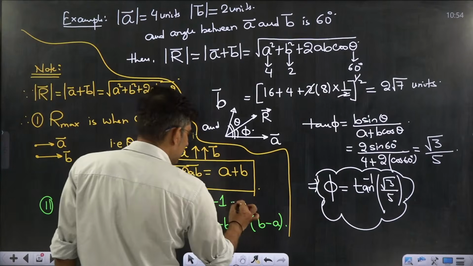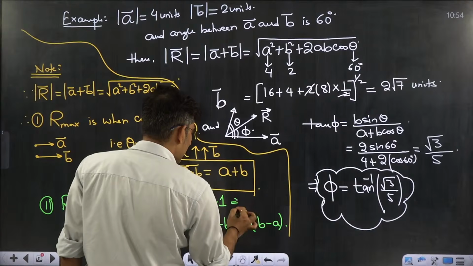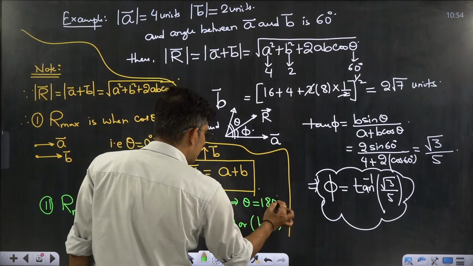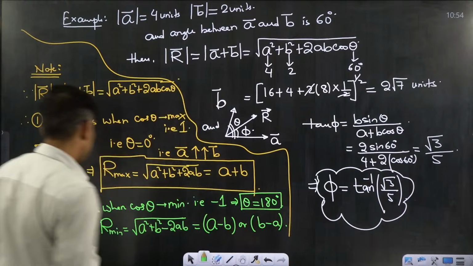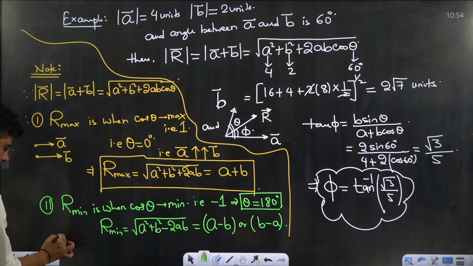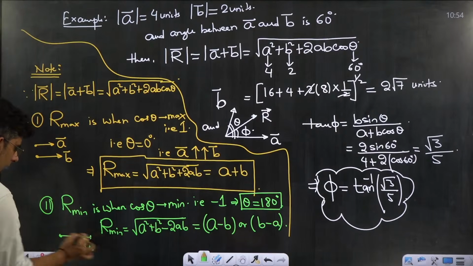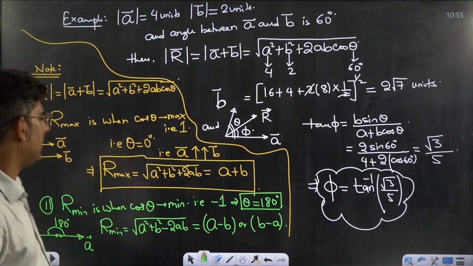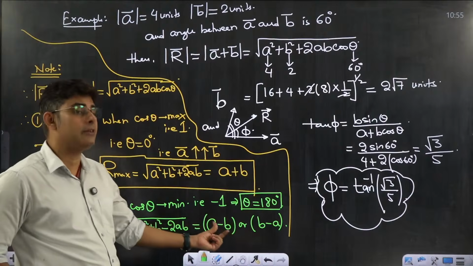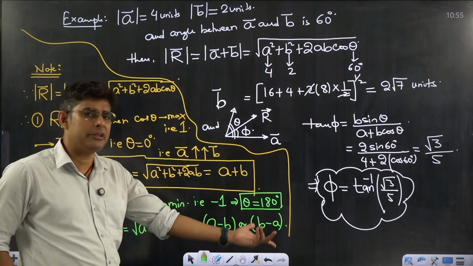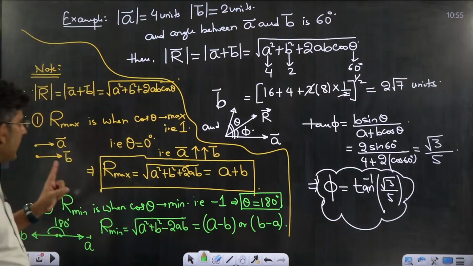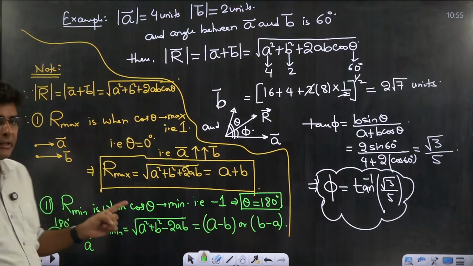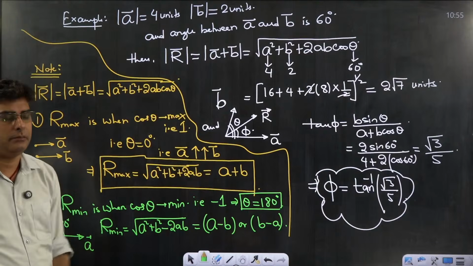Minus 1 is, we know, when theta is 180 degree. So we write theta equals 180 degree, meaning the vectors are opposite. If you have one vector this side and one vector on the other side, then only you will have an angle of 180 between them. So the least value of the resultant of two vectors is simply the difference of their magnitudes, a minus b or b minus a, whichever is bigger minus smaller. And the maximum value of the resultant of two vectors is a plus b.